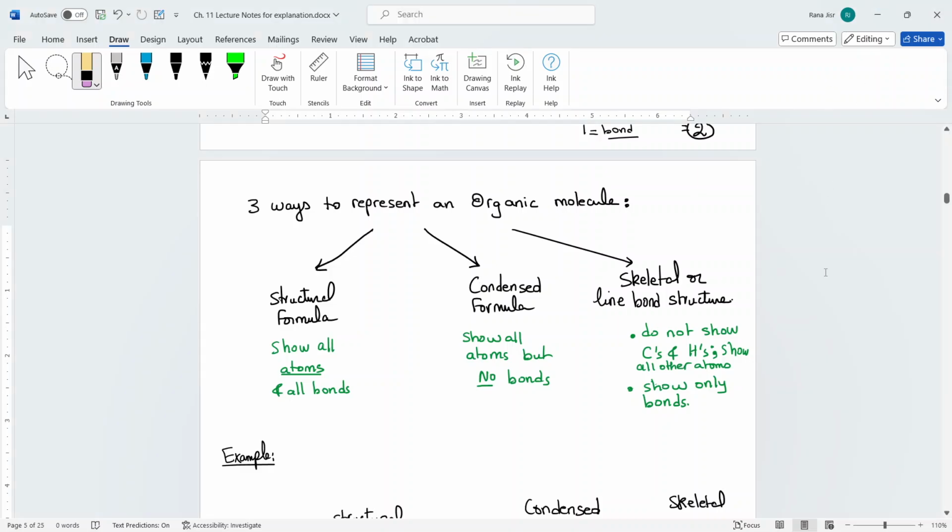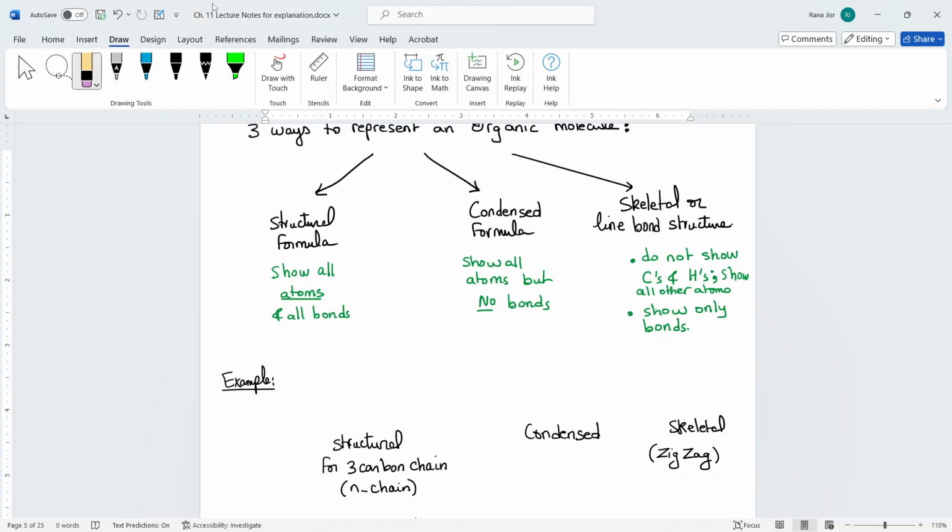There are three ways to represent an organic molecule. So if you're given a molecular formula, you can draw that molecular formula in three different ways. Either a structural formula, which means that you show all the atoms and you show all the bonds. The condensed formula, you show the atoms, but you show no bonds. And in the skeletal or the line bond structure, we don't show carbons, we don't show hydrogens, but we show all other elements, and we only show bonds.